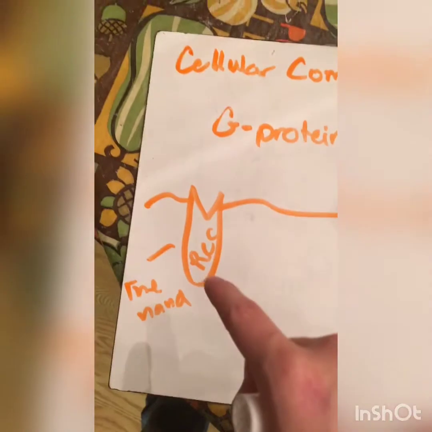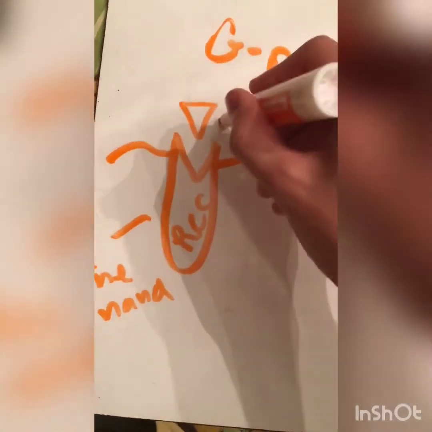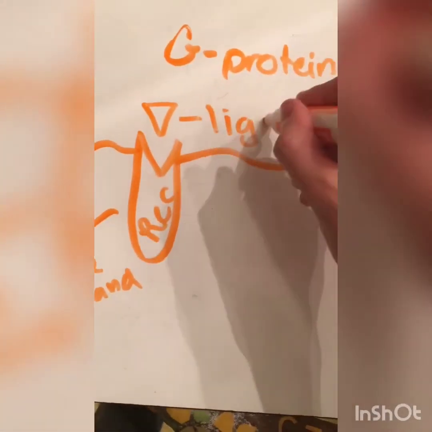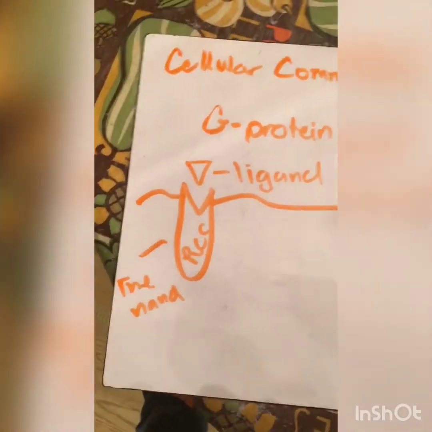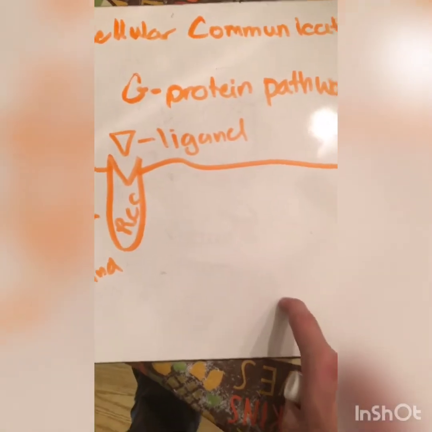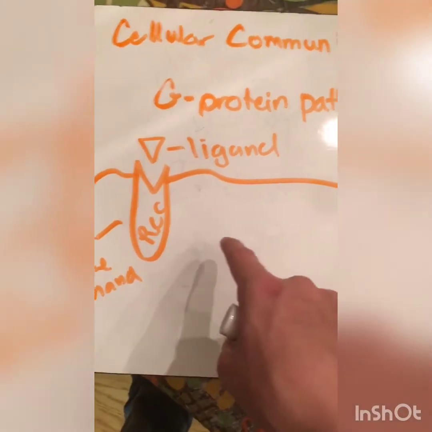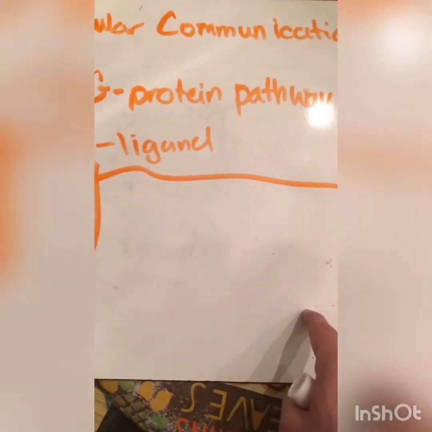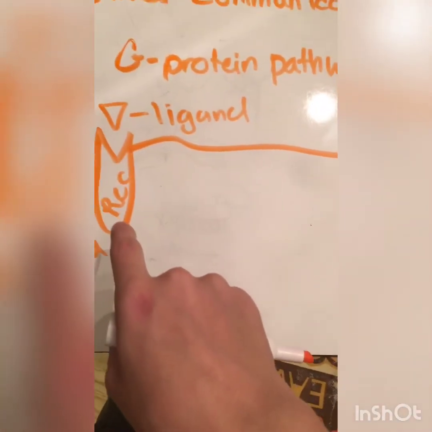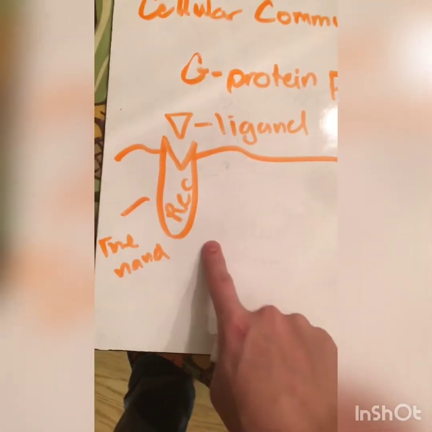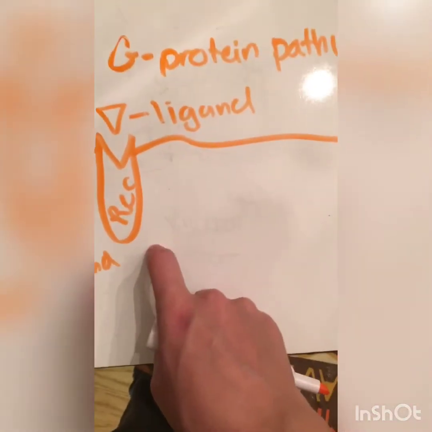Pretty much, this receptor will change shape in order to fit the appropriate signal molecule called a ligand. This ligand is a molecule sent by another cell to this specific cell in order to send this cell a message to make a specific protein. And once this receptor changes shape, it allows phosphorylation to occur within the cell.